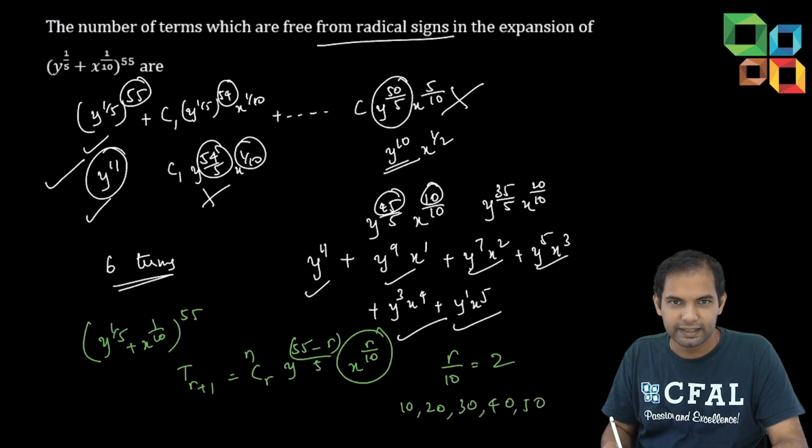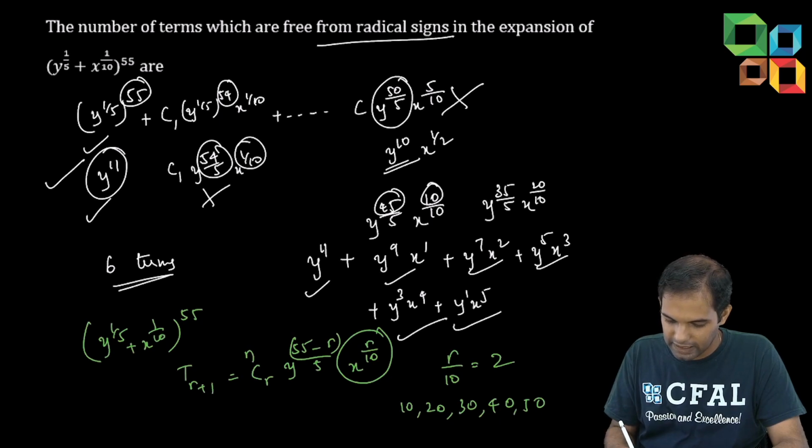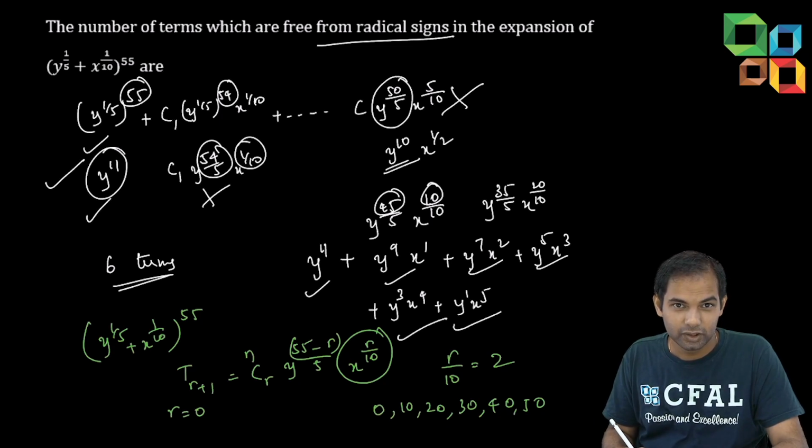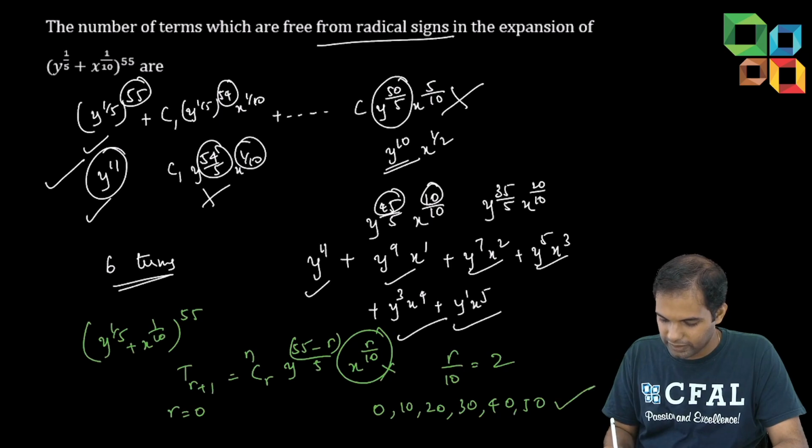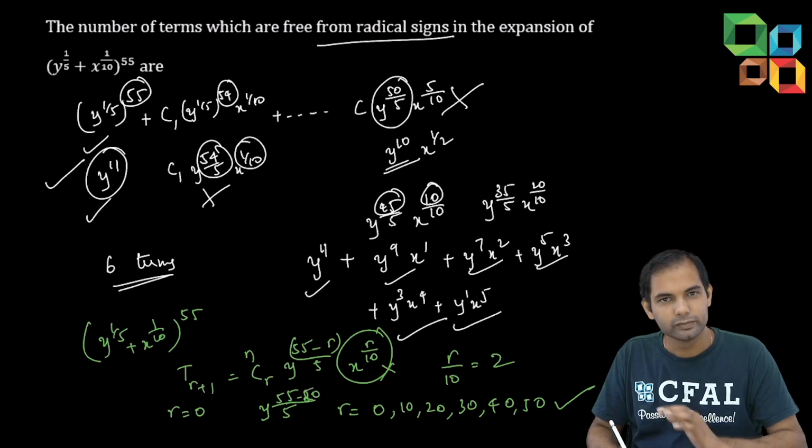There are only 5 cases here. But because r, as I said, starts from 0, we should include 0 also, because x power 0 is also 1. Got it? Now, obviously, we can't stop at x. We have to check for y. Look at all these numbers. When r is 0, this will be 55 by 5. Divisible, not an issue. R equal to 10, 55 minus 10 by 5, still divisible. Any of these numbers I take, 30, 40, 50, all are divisible.